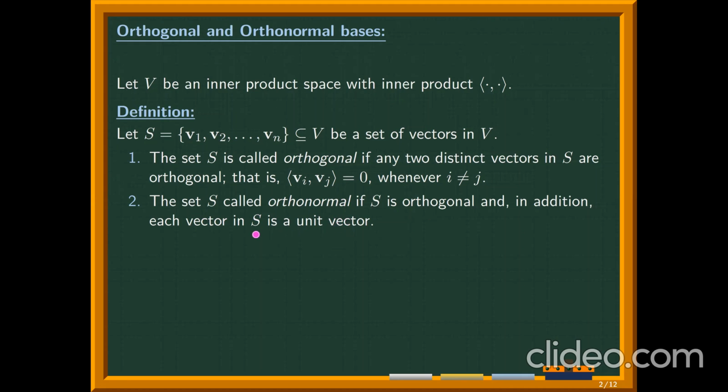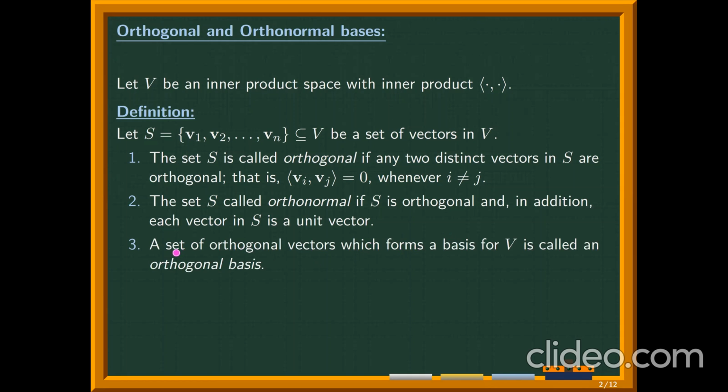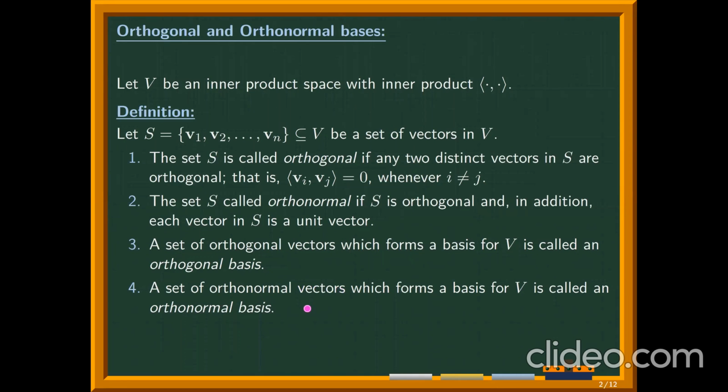So remember that when defining a unit vector, we need the notion of length. And remember that in an inner product space, the definition of length is determined by the definition of the inner product. A set of orthogonal vectors which forms a basis for V will be called an orthogonal basis for V. And similarly, a set of orthonormal vectors which forms a basis for V is called an orthonormal basis.